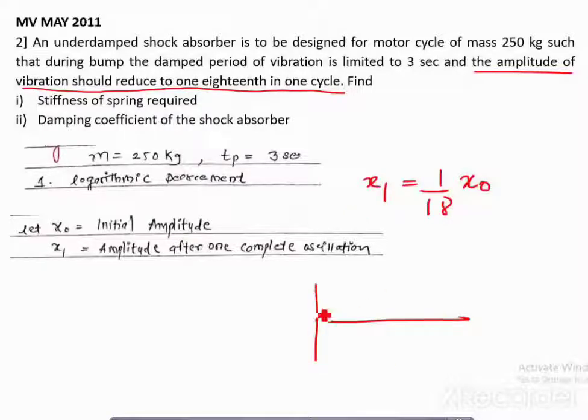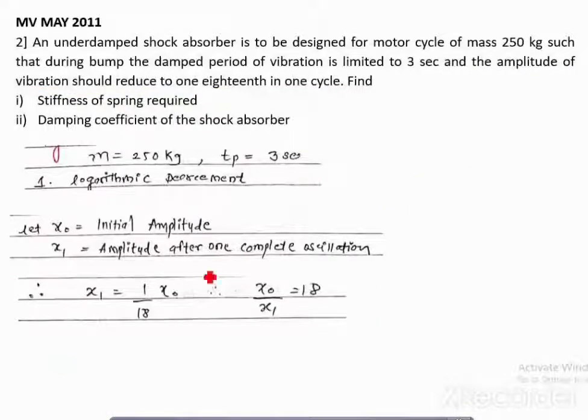I will draw the graph again. Let us say this is x0 and x1. So this x1 will be reduced from x0 by 1/18th of x0. This is what they have given. Let us say that x1 is equal to 1/18 of x0, so x0 upon x1 is equal to 18. So you understand that I have got a ratio of x0 upon x1.